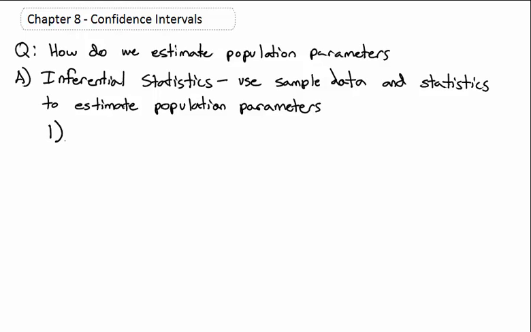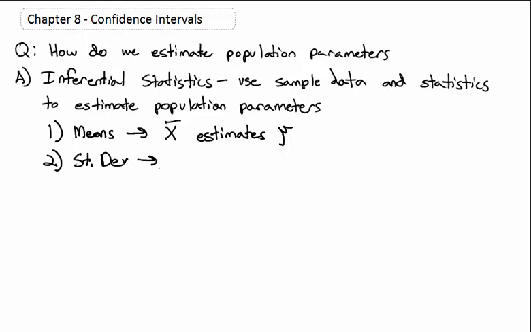And depending on the parameter we're estimating, we'll use another one. So if we were estimating means, as you would expect, x bar, the mean of the sample, estimates mu, the mean of the population. Similarly, if we are estimating standard deviations, which we're not going to do today, but the logic is the same, s, the sample standard deviation, estimates sigma, the population standard deviation.